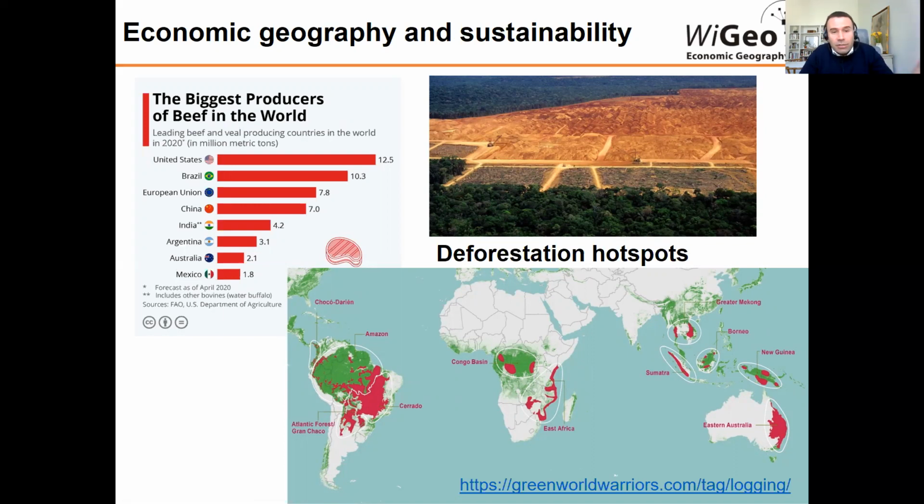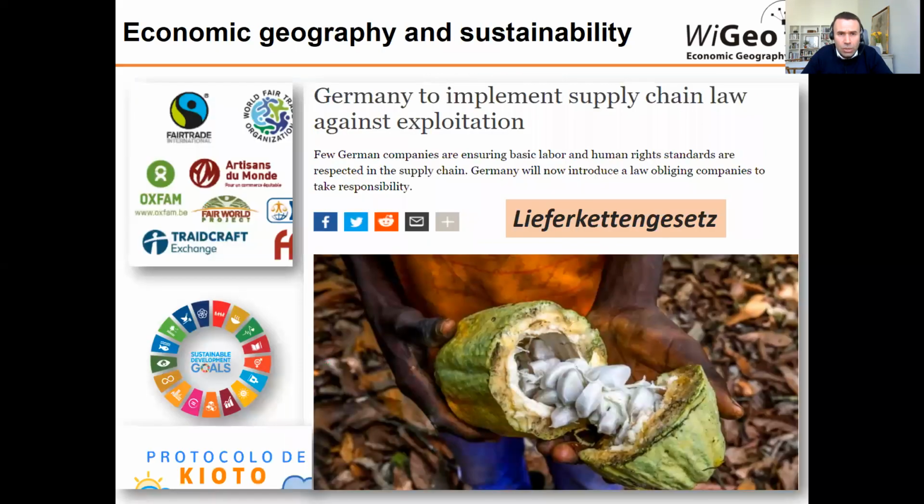So there is clearly a discrepancy here between the largest producers of beef and these deforestation hotspots. This is clearly an economic geography subject, among other disciplines. So when we look at this from an economic geography perspective, we have to bear in mind all these impacts towards communities and towards the environment.